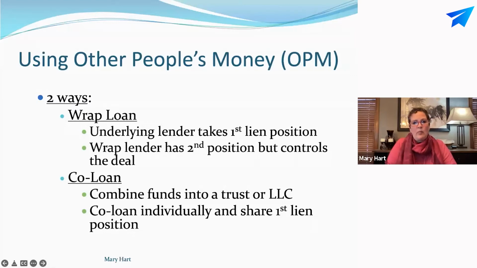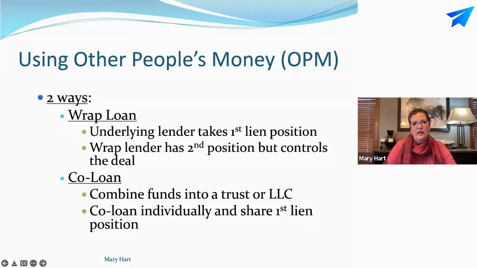You can also go in where you co-loan with someone. Let's say right now I might be doing a loan with my brother. Maybe he's putting in 50% and I'm putting in 50%. We can do that either where we're both individually on the note and deed of trust, Mary Hart, John Hart, 50-50. We can put our money in a personal property trust together, and then the trust becomes a lender. We can put our money in an LLC together, and then the LLC becomes the lender. So there are a number of different ways to do it.